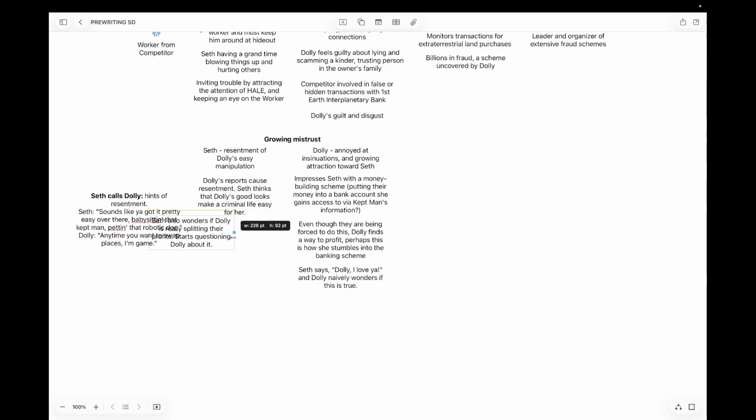So the other thing is, by entrusting Dolly to put the money away for them, he doesn't know how much of it's going to him and how much is going to her. And so Dolly argues with him, and they argue about it. So let's make another scene over here.